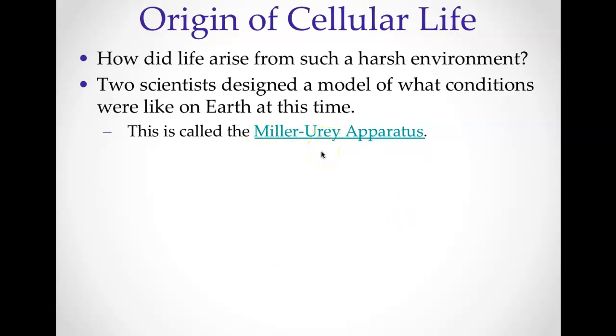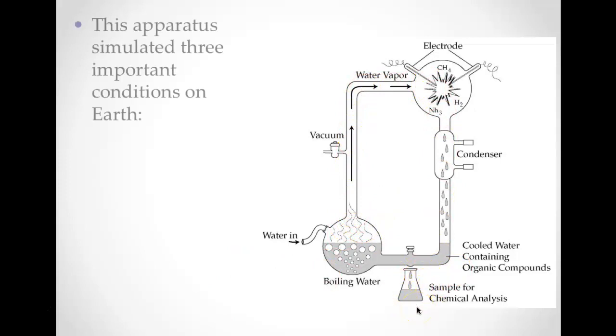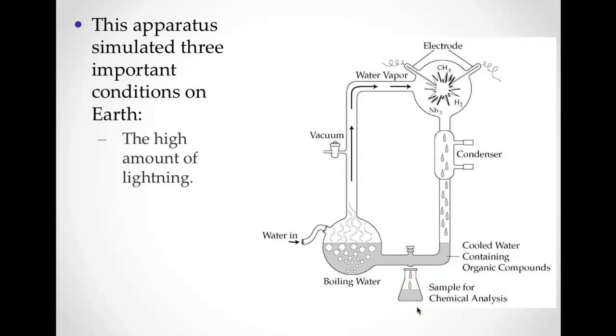The apparatus that they set up was called the Miller-Urey apparatus, also known as the Miller-Urey experiment. There were two scientists, so hopefully you got that down. And this is what it looked like. It looks pretty cool. It reminds me of an organic chemistry setup where you're distilling something, because distillation involves evaporation and condensation down into collecting the condensate. But they weren't distilling. They were simulating the 3 important conditions on early Earth.